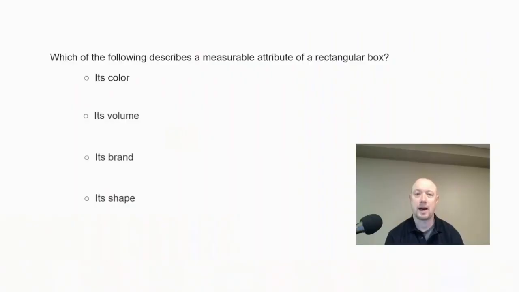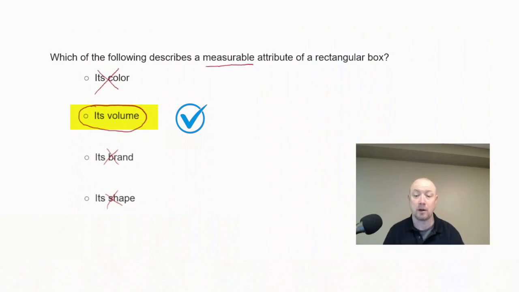Which of the following describes a measurable attribute of a rectangular box? Our answer choices are its color, its volume, its brand, or its shape. The key concept here is measurable. A measurable is something we can take a calculation on. Three of these choices are qualitative. For example, its color is qualitative and not measurable. Same thing with its brand and its shape. The only choice that's measurable is the volume. The volume of a rectangular box is length times width times height. So the correct answer here would be volume.